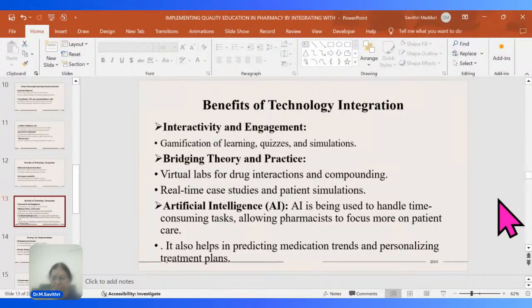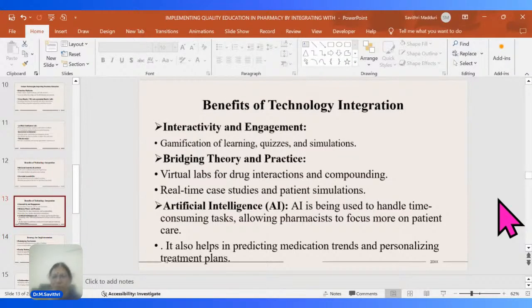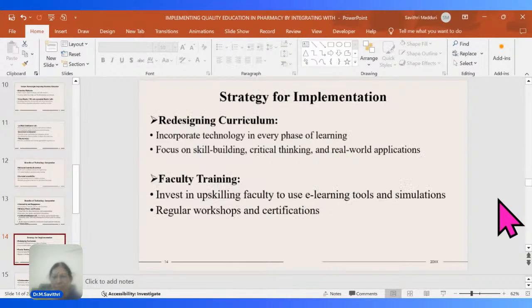So this is another benefit of using a new technology. Now, I have listed all the strategies and benefits of technology integration. The next one is strategy for implementation. For anything, we need a strategy: how to implement this technology in our pharmacy education.